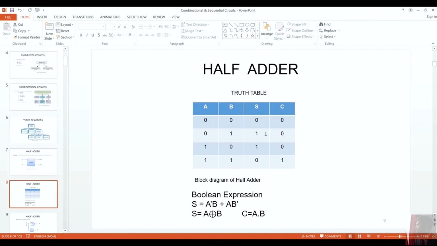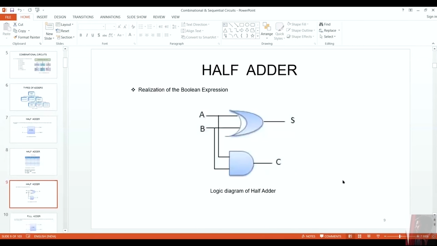Similarly, you can see over here in this case that we are having A bar B, and whenever the inputs are not identical, we are getting an output, otherwise you're not getting an output. And carry is nothing but a representative AND gate. So this is a very simple logic diagram. You can make a half adder. You just have to provide two inputs and two gates are there.